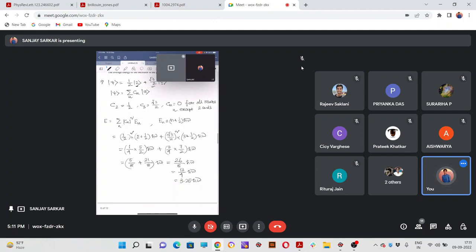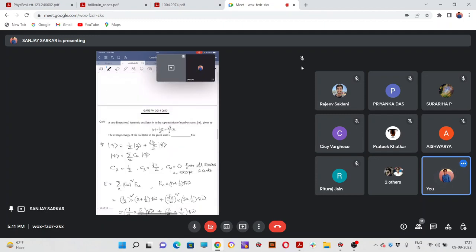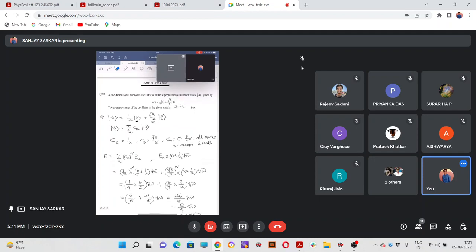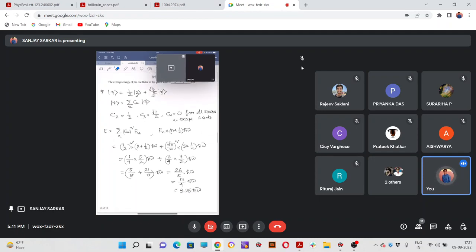This is not a multiple select question. You need to write the numerical value here. That's 3.25 h bar omega. So it was not a very difficult question. It was an easy question. So I think it is clear to everyone, right? Yes, sir.